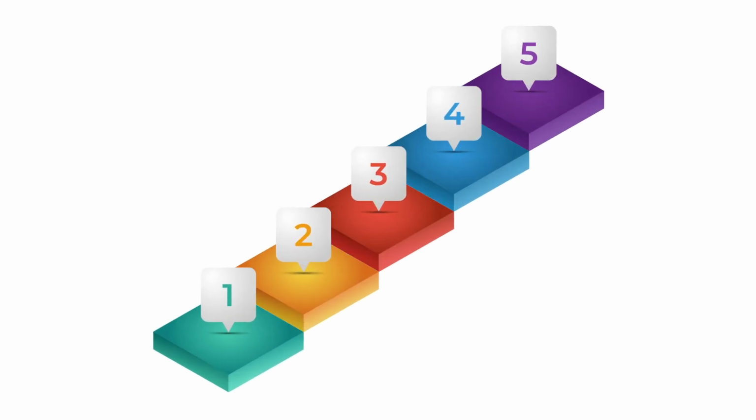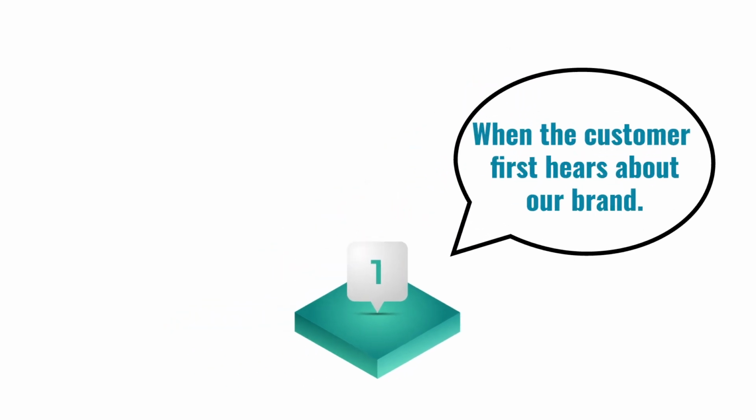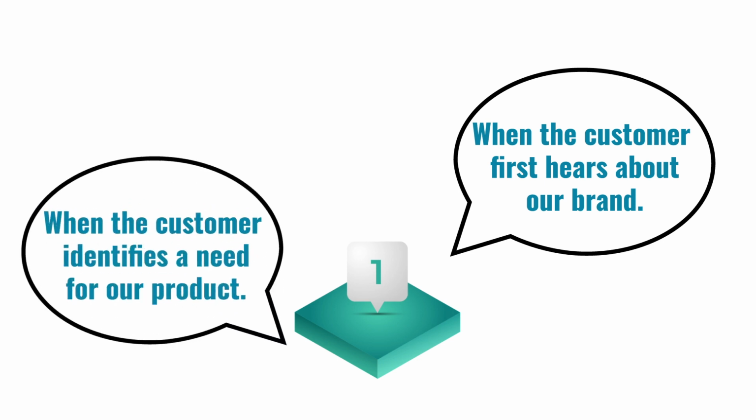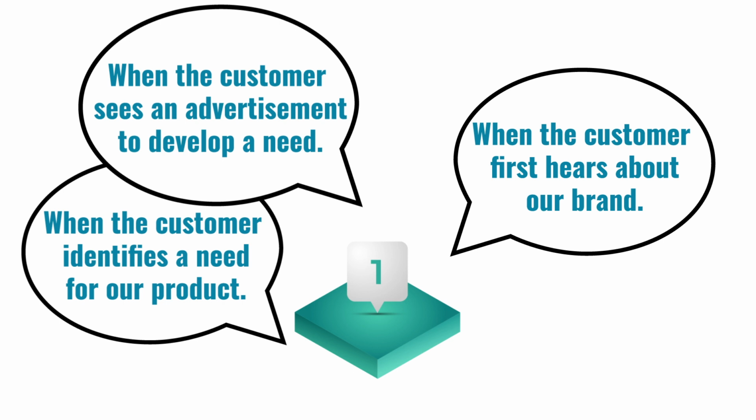When you ask, what is step 1 of the process? Here are some various answers you'll typically get. Step 1 of the process happens when the customer first hears about our brand or hears about our company. Another possible answer is, step 1 of the process occurs when the customer consciously identifies a need for our product or service. And another possible answer, the first step of the process happens when a customer first sees an advertisement that helps to develop that need and the association with our company providing the satisfaction of that need. And the list of possible answers to this first step question goes on and on.